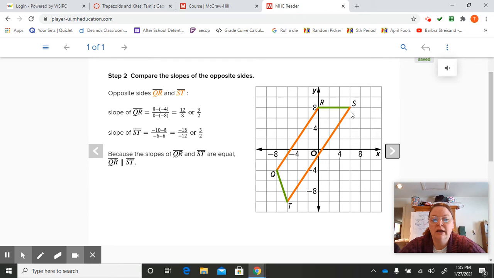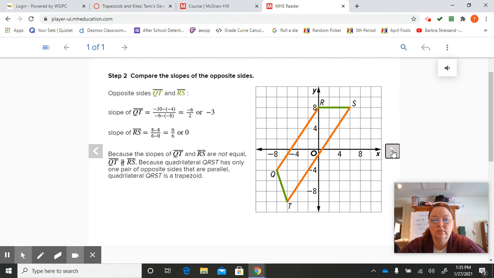When we compare QR and ST, we find that their slopes are both 3/2. Because the slopes are equal, we know that they are parallel to each other. When we compare the slopes of QT and RS, we find that one is -3, QT, and one is 0, RS. Because the slopes are not equal, we know that they are not parallel to each other. Because quadrilateral QRST has only one pair of opposite sides that are parallel, we know that quadrilateral QRST is a trapezoid. So that's our first part. We've determined that it is in fact a trapezoid.